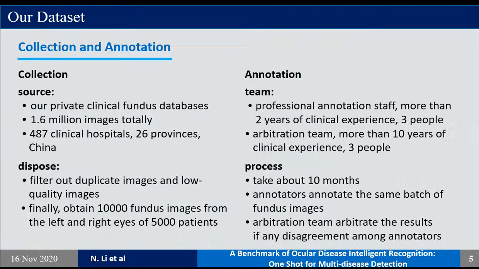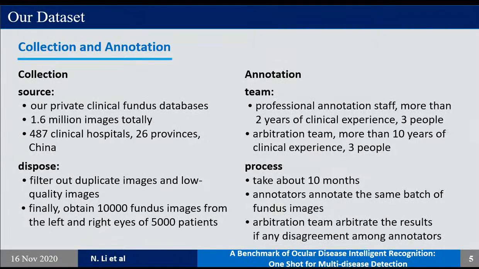Next, I will introduce our dataset from the process of collection and labeling and the features of the dataset. The images of OIAODI are derived from our private clinical fundus database. The database contains more than 1.6 million images in total, and the fundus images are collected from 487 clinical hospitals in 26 provinces across China. We clean the images of our private database by filtering out duplicate images and low-quality images.